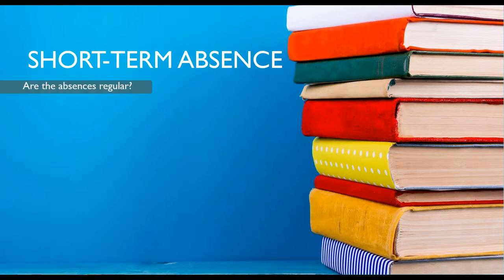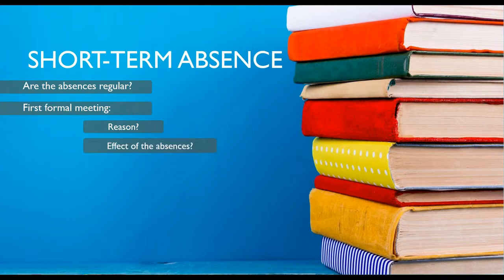So, revisiting short-term absence, there may be an irregular but normal amount versus a pattern of absences. That is usually covered under a short-term absence policy. And clearly at a first formal meeting and subsequent meetings, you need to look at what is the reason for the absence. It's really good practice to talk about the effect that the absence of the individual has on the rest of the school and the organisation.